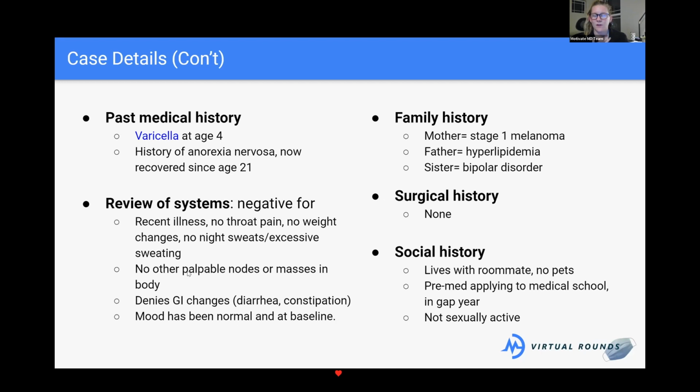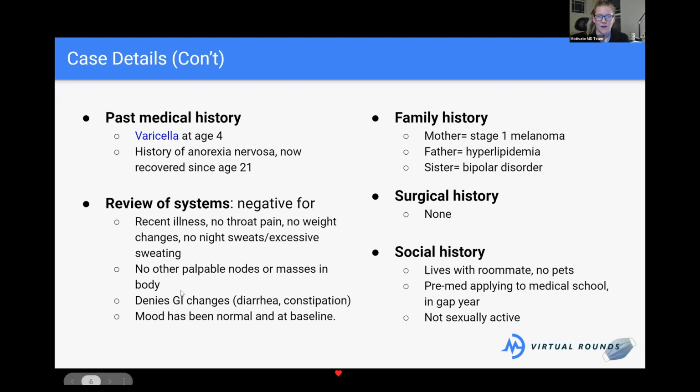So this one that's above her collarbone, we're assuming right now is a lymph node. And if you have one swollen lymph node or one area of swollen lymph nodes, then you also want to check for the other ones in the body, such as in the groin or the armpits, to see if it's something that's localized to that one area or something more widespread. So luckily, she doesn't have anything that's more widespread. She also doesn't have any GI changes, so no constipation or diarrhea, and her mood has been pretty normal and stable from her baseline. So Adam asking about her anxiety and depression, it sounds like that is not a concern for her today.